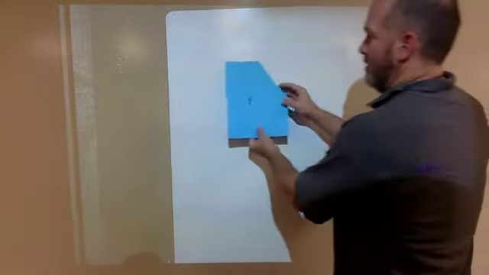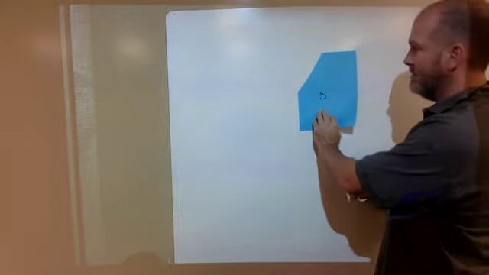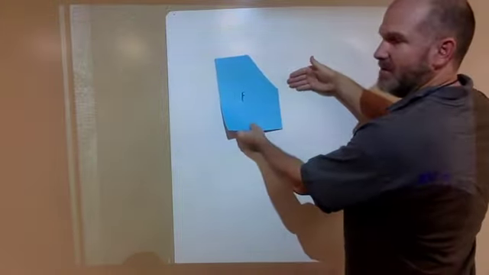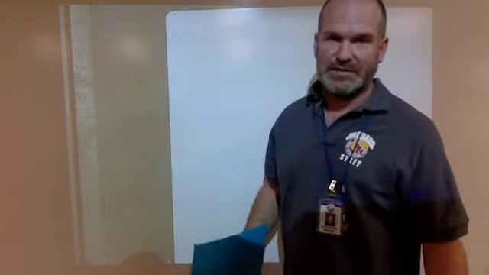So a reflection does not preserve orientation. The corner that was cut off was in the upper right-hand corner. Now it's in the upper left-hand corner. It'd be like me. I'm facing you, then I reflect, now I'm facing the board. That's a different orientation.